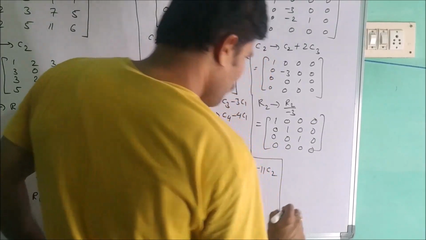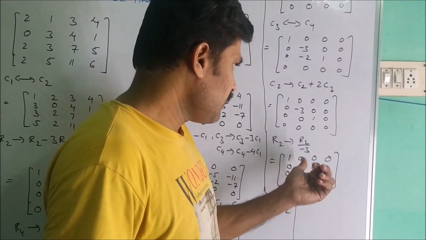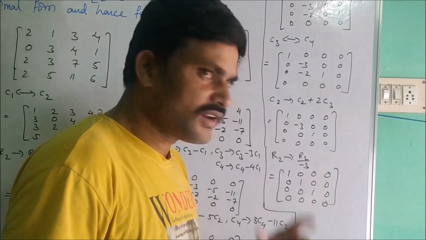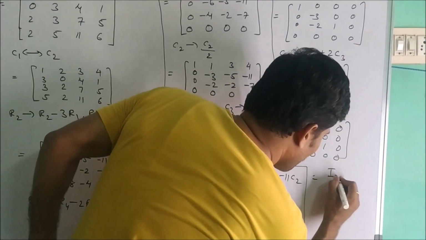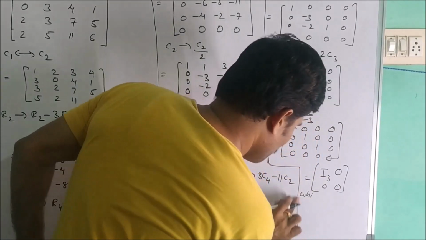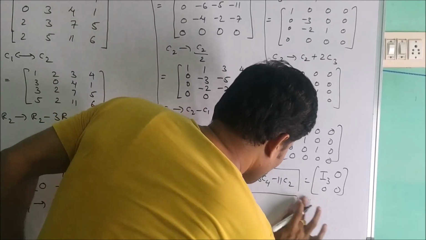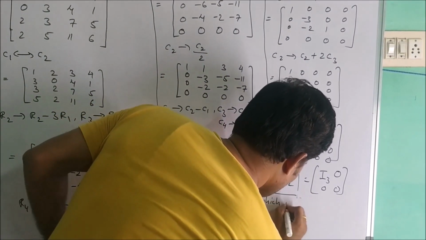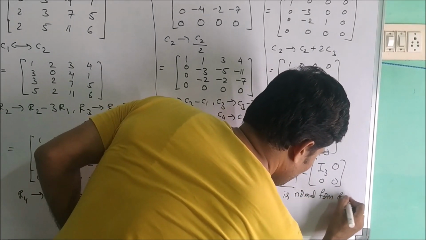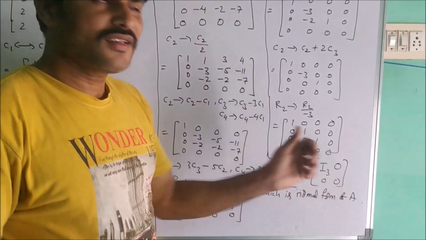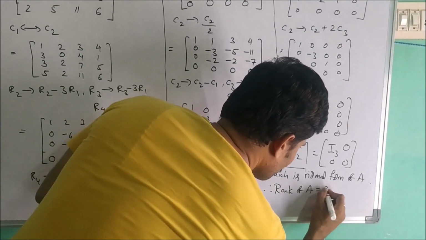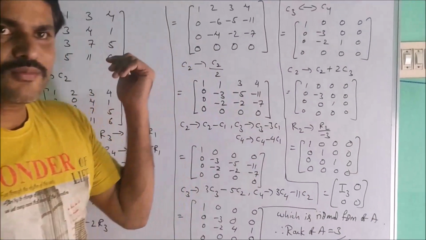Now observe this. In this matrix there are only zeros and ones. Here we observe that this is the unit matrix of order 3. So it will be written as I3, 0, 0, 0. So this is the normal form of A. So the rank of the matrix is 3. Therefore, rank of A equals 3. So this is the solution for this problem.